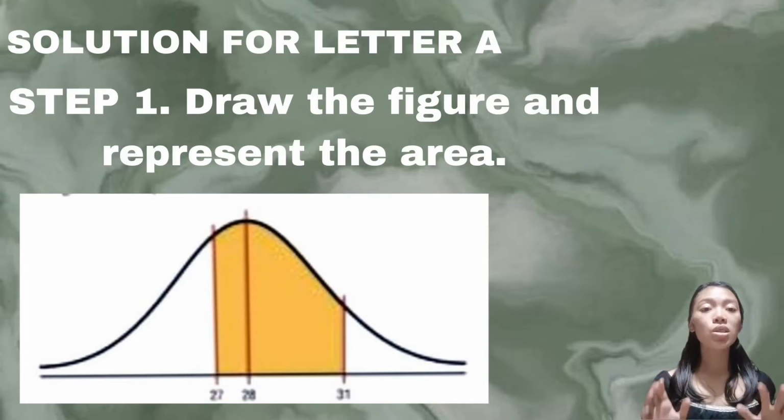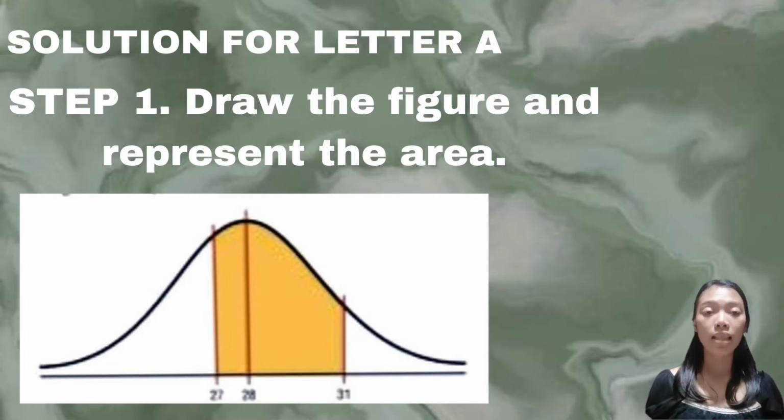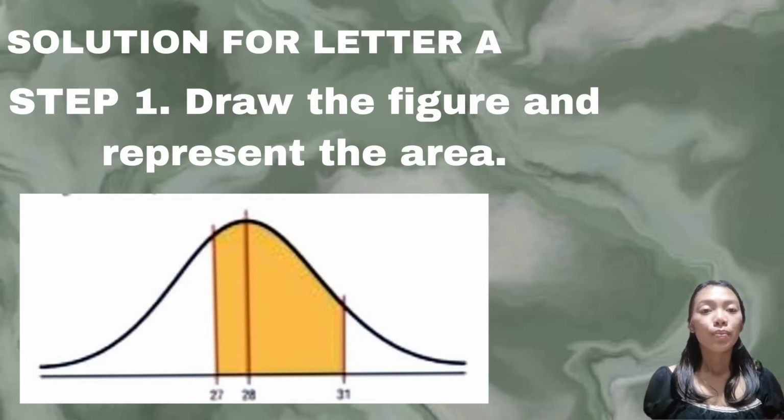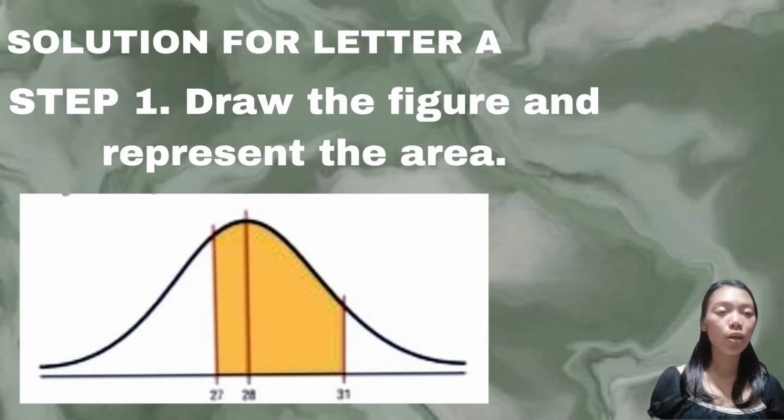In our sketch, class, our middle line is our mean, 28. We place x sub 1 before the mean since the mean is greater than x sub 1. And we place x sub 2 after 28 since 31, or x sub 2, is greater than the mean. You can see on the screen how it was sketched. The part shaded in yellow is the area that we are looking for.